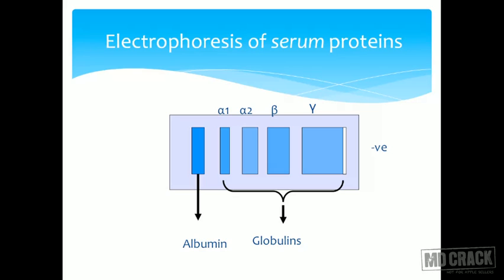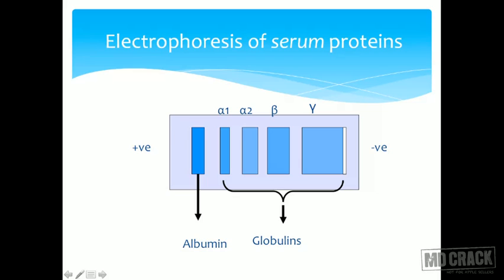When we subject it to an electrical field, charged particles will move either to the anode or to the cathode depending on the charge present on these proteins. So based on this simple principle, we can have an electrophoretic method for separating the serum proteins. When we put a small strip of filter paper dipped in serum on an agarose gel or any other support media and electric current is passed through it, we find that the plasma proteins or the serum proteins separate out. They separate and form different bands.